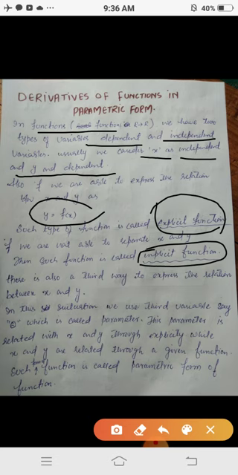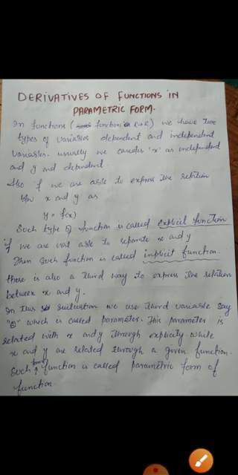But there is another way to express the relation between the dependent and the independent variable. In this situation we consider a third variable, say theta, which is called the parameter. This parameter is related with x and with y separately, explicitly, while x is the independent variable and y is the dependent variable, which are related to each other as usual. Such a form of function is called the parametric form of a function.